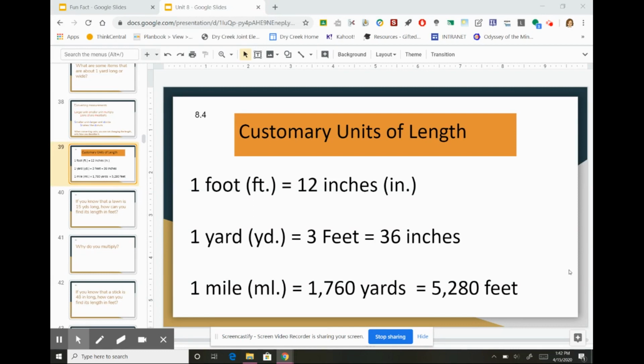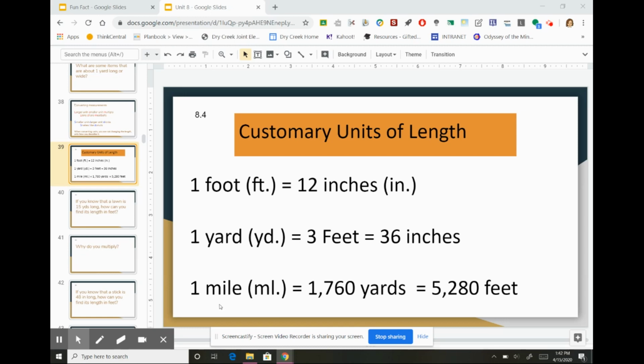Okay, now that we have our song, now we're going to look at the customary units of length and what they're equivalent to. So 1 foot, or abbreviated FT period, is equal to 12 inches. IN period, inches, okay, in parentheses. So I'm just putting the parentheses so you can see the abbreviations, okay? 1 yard, so 1 foot was our ruler, which is equal to 12 inches. 1 yard, which was our yardstick, is equal to 3 feet, okay, or 3 rulers, 3 feet, which is the same thing as 36 inches, okay?